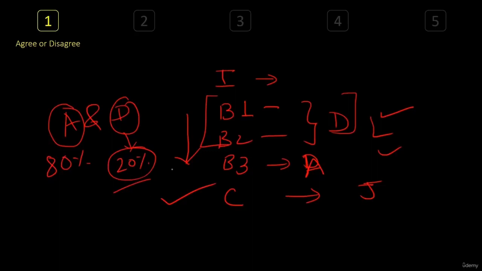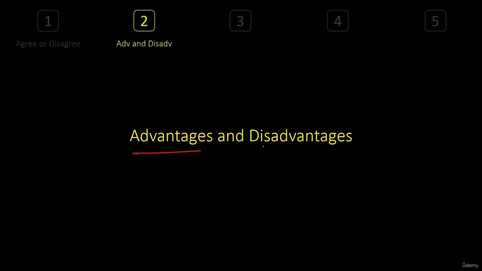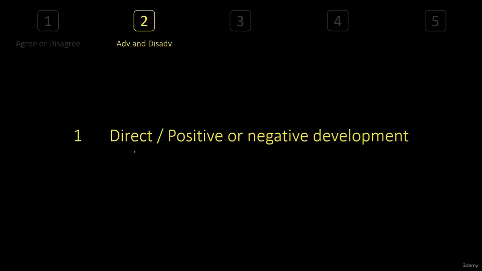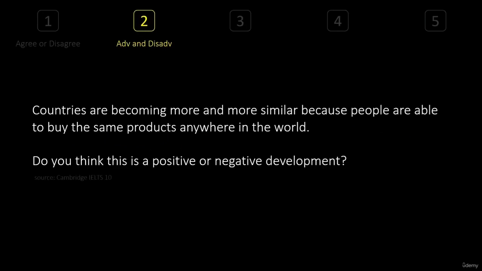Cool? Good. Second question type is advantages and disadvantages. In this question type, we have also 2 types again, subtypes, right? The subtypes are, there's a direct or let's say negative development. If we have direct or positive or negative development, let's look at it here. Countries are becoming more and more similar because people are able to buy same products anywhere in the world. Do you think this is positive or negative development?